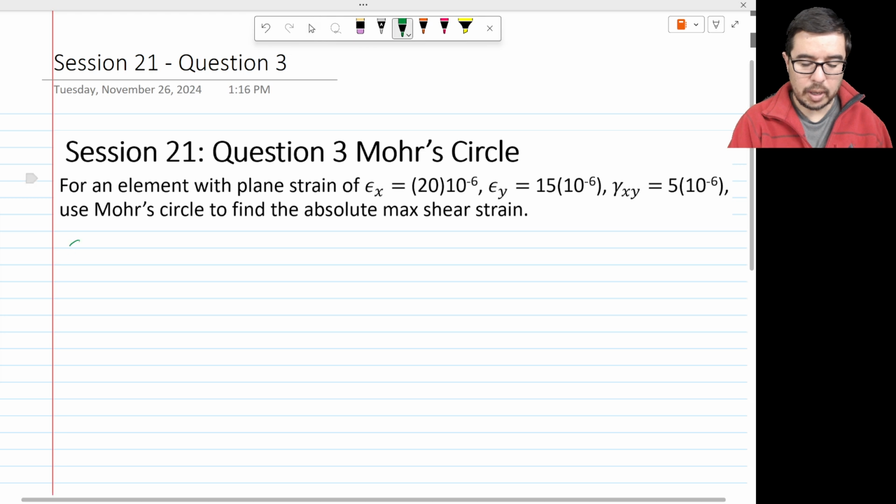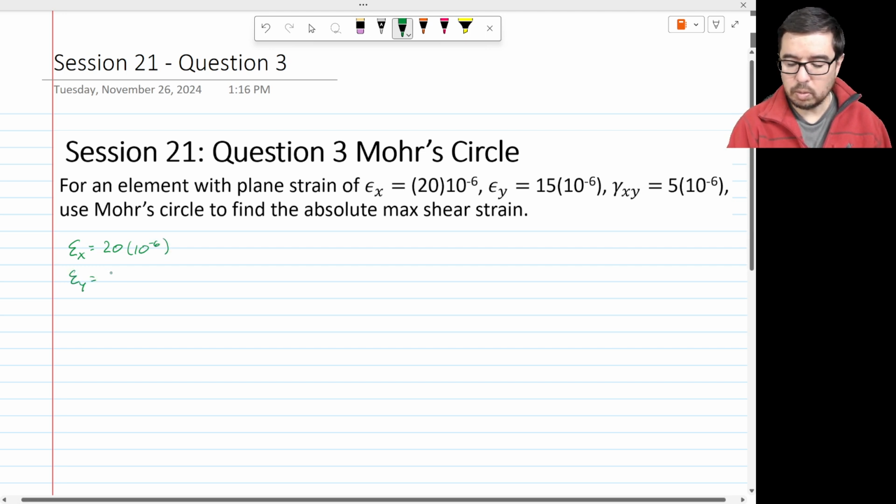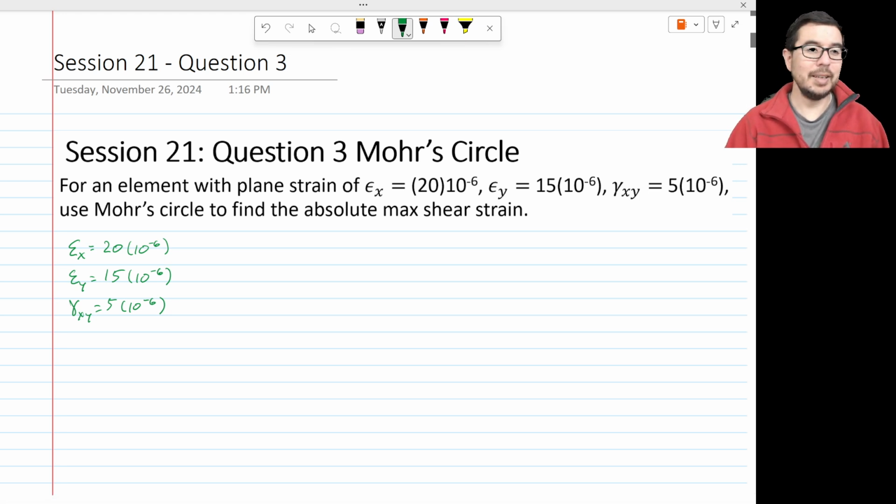And we have that epsilon x is going to be equal to 20 microstrain. Epsilon y is equal to 15 microstrain, and gamma xy is equal to 5 microstrain. And you may be saying these numbers are very similar to what we had in the last problem, and yes, they are. They're the same.